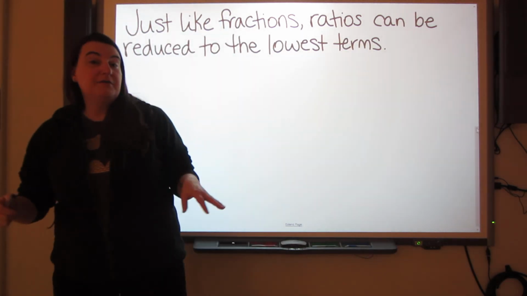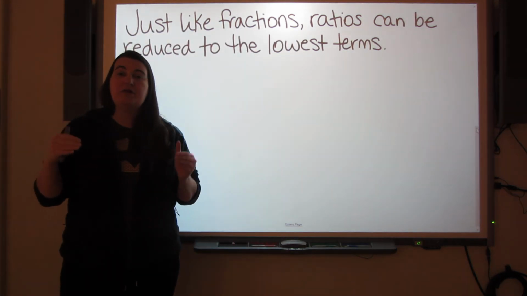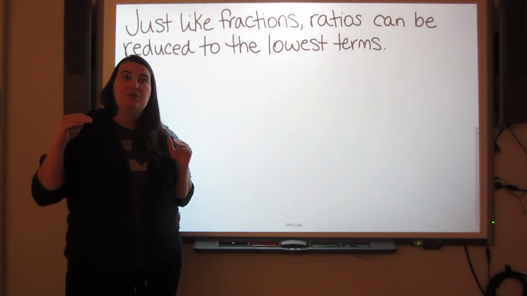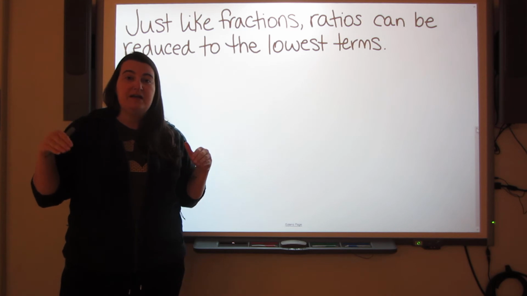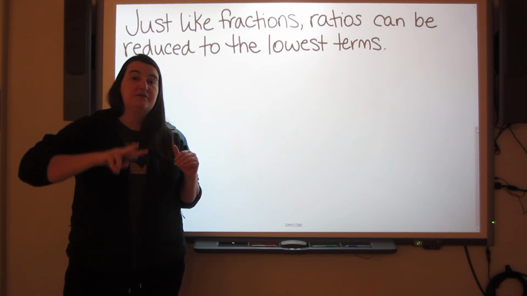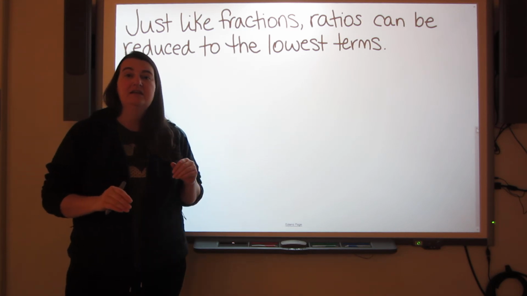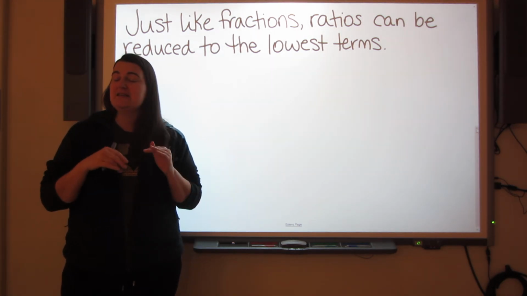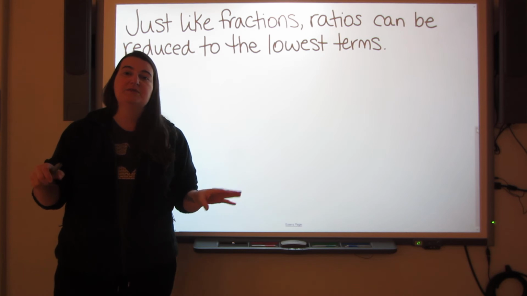So keep in mind, for lowest terms, you're going to look for a way to make both numbers smaller. The way you need to do that is by finding a number that you can divide into both of those numbers evenly, so that you will end up with a smaller ratio. It's working the same way that we did with lowest terms fractions.